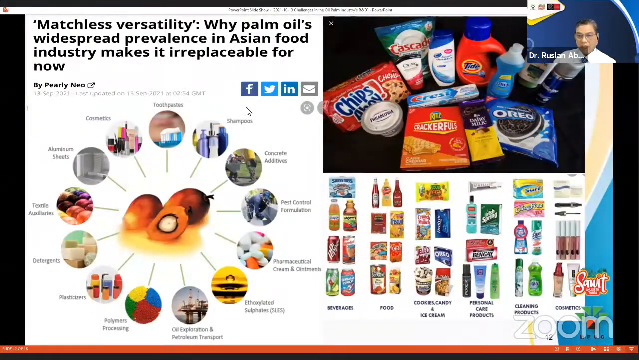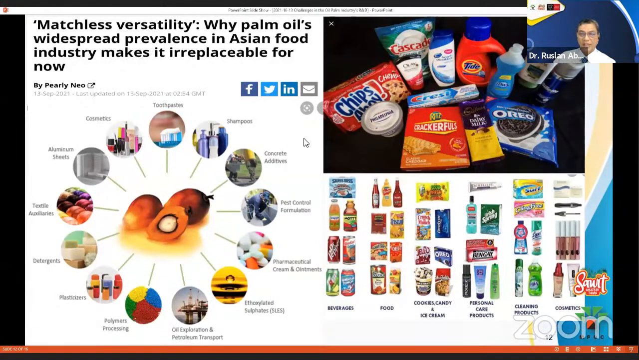Okay, based on the versatility and the unique composition of palm oil and palm kernel oil, there are many applications for these two products. As you can see here, it covers toothpaste, shampoos, concrete additives, pest control formulations, pharmaceutical creams and ointments, oil exploration, and everything. So whatever you want to produce, you can use the building blocks in palm kernel oil and palm oil to build it up. These are some of the products that you can normally see in the supermarket.